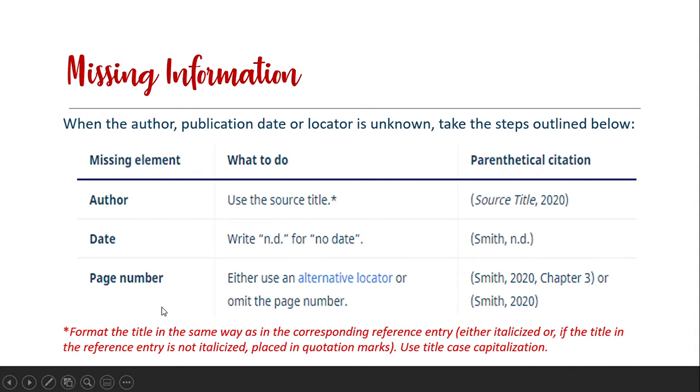If the page number is missing, you can use an alternative locator. Here the example states the chapter, but you may also use, especially for online articles, if you can't find the page, the paragraph number. So for paragraph, instead of p., you use P-A-R-A, para. period, and then the number.